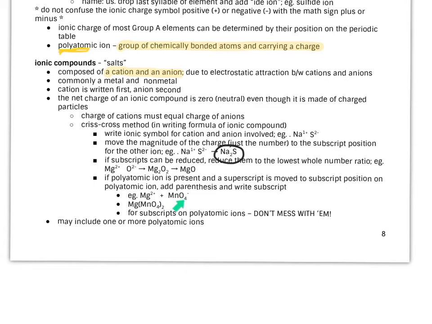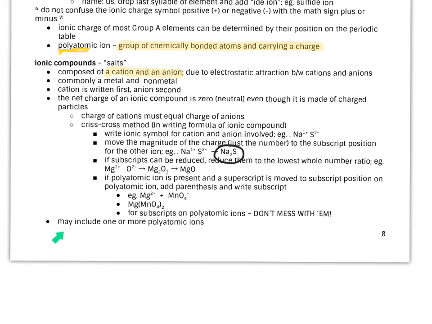This 4 is going to stay with that oxygen. So you have to put parentheses around it, like down here. This charge will still come down, and that imaginary one will come down, and you'll get Mg(MnO4)2. Okay? Basically, for subscripts on polyatomic ions, like up here, don't mess with them. They are married to that polyatomic ion. They will not leave. Okay?